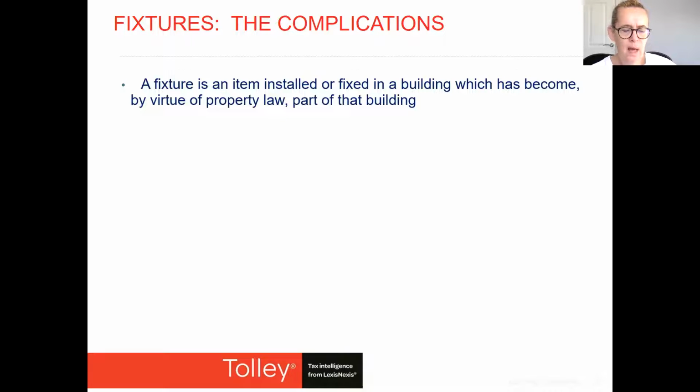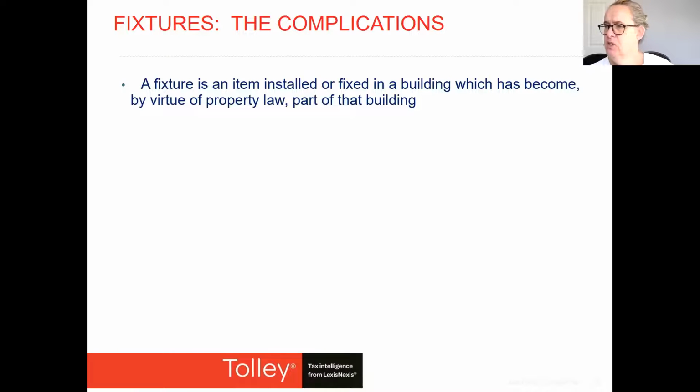So again, this is where the terminology starts to slip slightly. A fixture is any item which is installed in or fixed in a building which has become by property law part of that building. So if we go back to the basic property law, what we're saying is that if you buy a property and it has things like lighting, heating, air conditioning, all of those kind of things, those have become part of the building from a landlord perspective. And so you own those by virtue of owning the building.